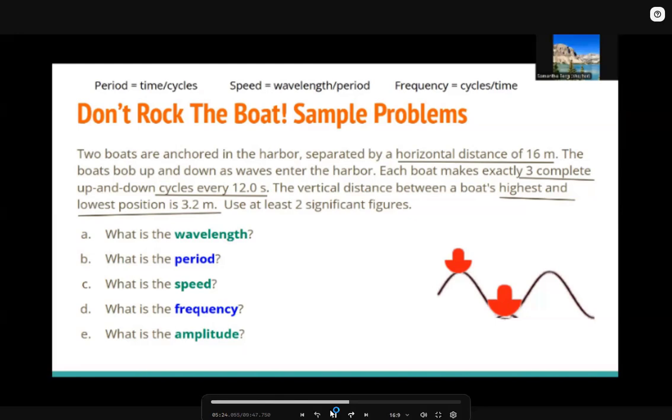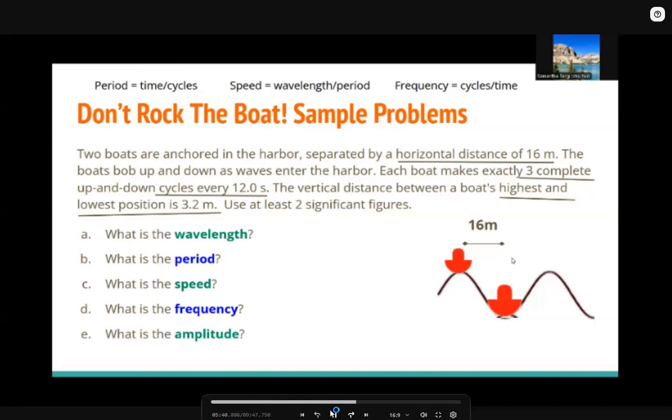So if we're trying to figure out our wavelength, right, we're trying to figure out how far it is from one crest to another crest. Now, what we know so far is 16 meters is between our two boats, right? If you don't have that on your paper, go ahead and write that down now. We know this distance is 16 meters.